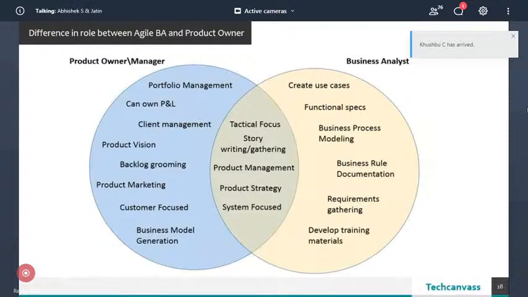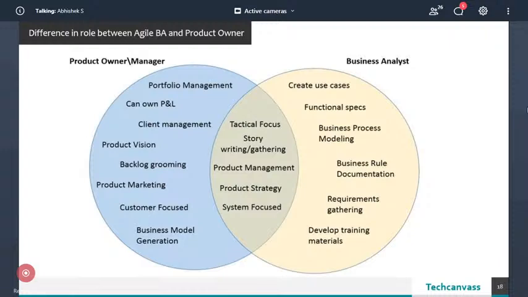Okay. So starting on with the product owner roles. Yes, portfolio management. The product owner basically manages the complete portfolio of the product. So which are the features you want to go ahead with, or if you want to stop working on one of the features. That kind of decision making is what the product owner does. And the product owner is owning the complete profit and loss for the product. And a lot of client management, because they're talking to the end users.